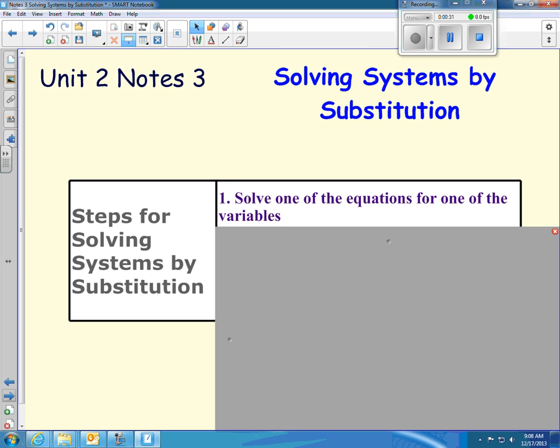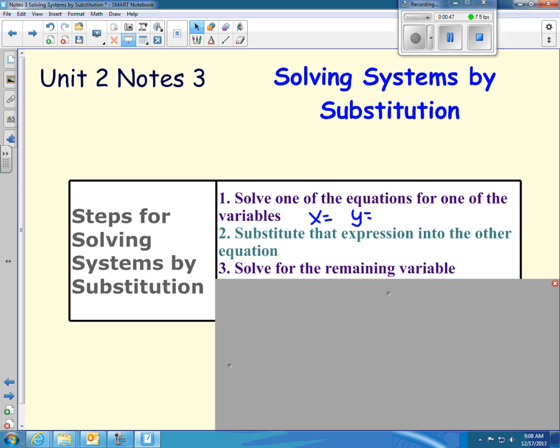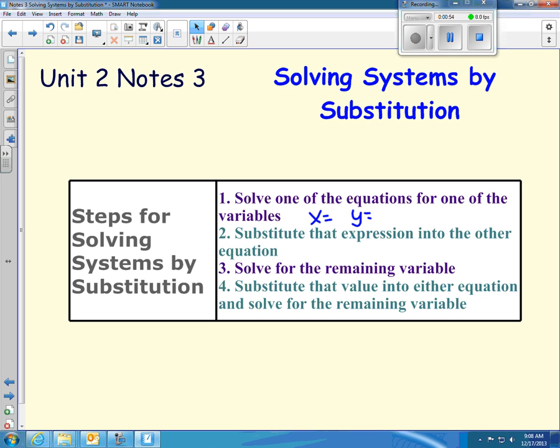Well, first, you're going to solve one of the equations for one of the variables. So you want to make sure you have an x equals or a y equals to be able to use substitution. Then you're going to substitute that expression into the other equation. You're going to solve for the remaining variable. So if you plugged in for x, now you have just y's, etc. And then our last step is substitute that value into either equation and solve for the remaining variable. So pretty much we're solving one equation, we're plugging it in, we're solving for the variable, we're plugging it in.